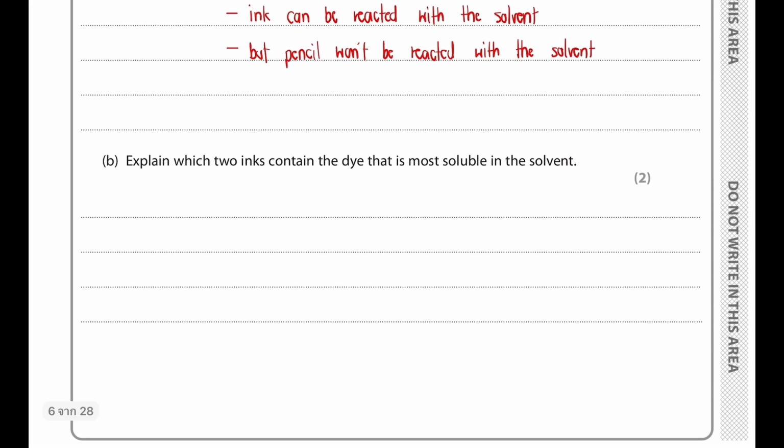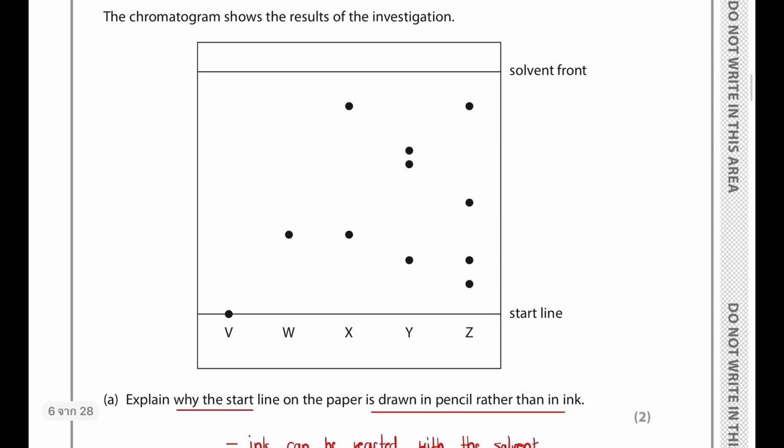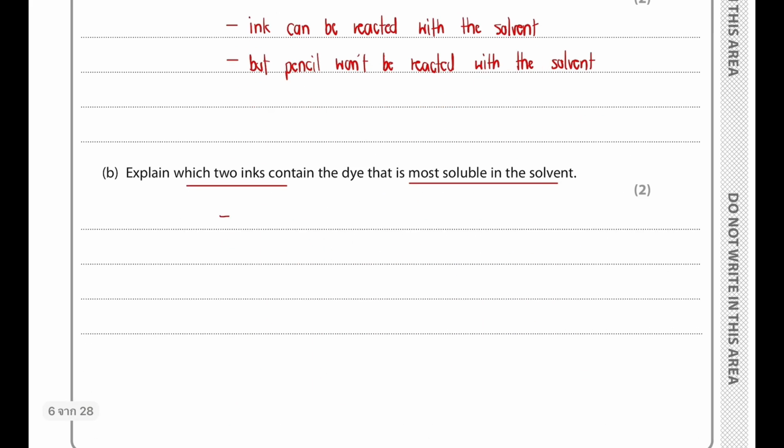Then question B. Explain which two inks contain the dye that is more soluble in the solvent. If we move to the chromatogram, we will see these 2 points that come the furthest. So therefore, dye X and dye C. Dye X and C. Because the spot moves the furthest.